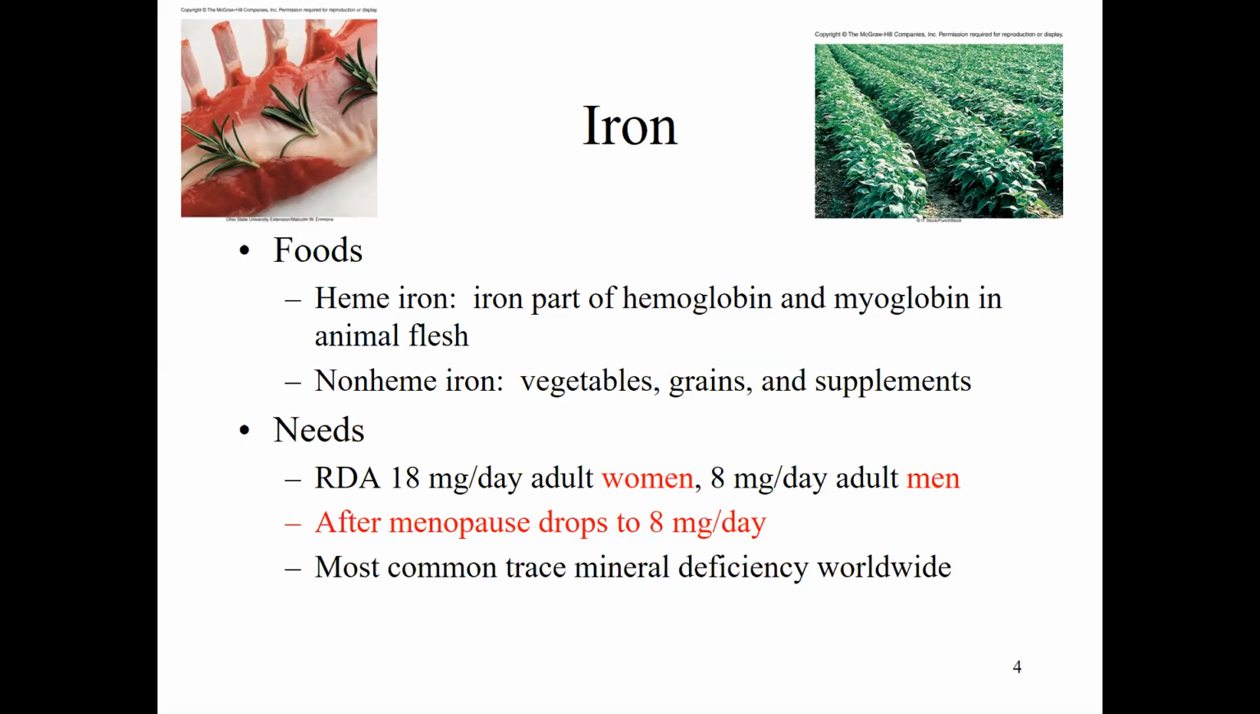So if you think about, well, why might that be? Why does an adult woman need 18, but an older woman only needs 8 and men only need 8? It's simply because women lose blood every month when they're menstruating. After they've gotten through menopause, they're not menstruating anymore, so they're not losing that blood. When you lose blood, you lose hemoglobin, and therefore you lose iron. So that's the physiological reasoning behind those numbers. And I mentioned this already, that iron is a very common mineral deficiency, both in the United States and worldwide.